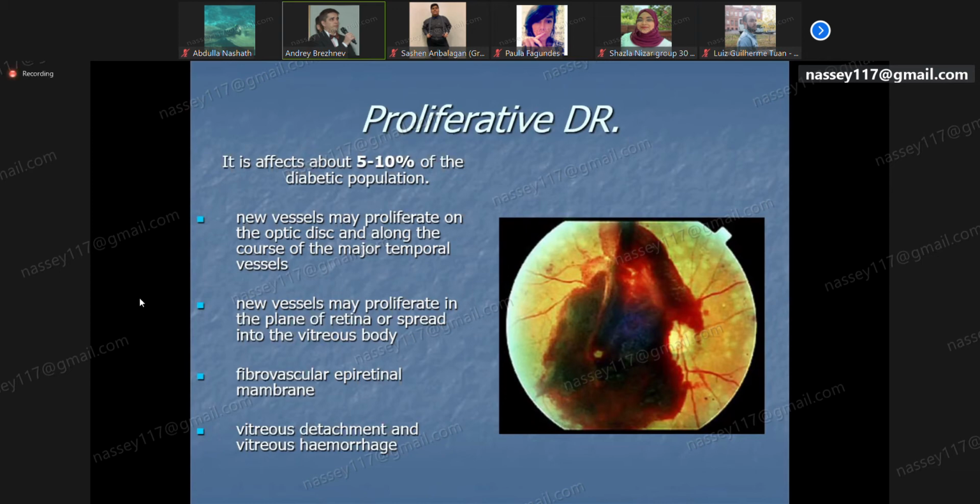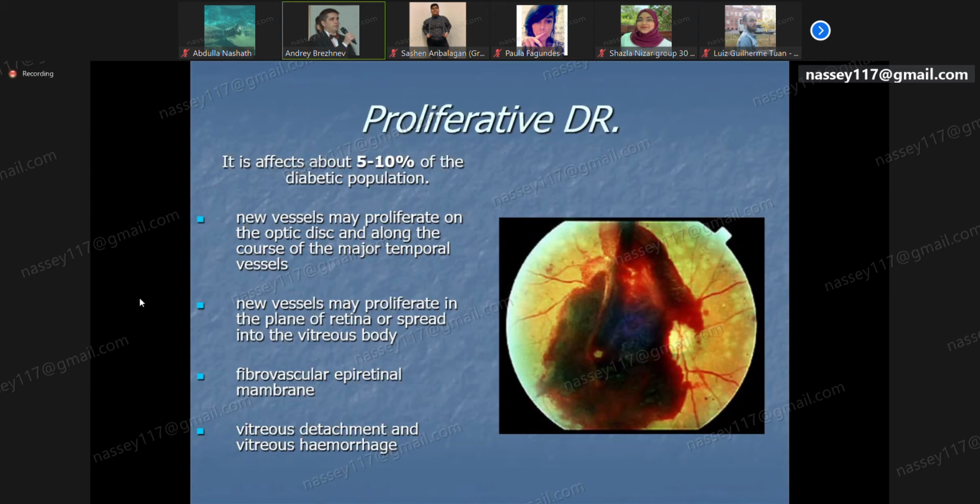So, proliferative diabetic retinopathy affects about 5 to 10% of the diabetic population. Neovascularization is the hallmark of proliferative diabetic retinopathy. What does neovascularization mean? Development, growth of new vessels. New vessels may proliferate on the optic disc and along the course of the major vessels, usually temporal vessels, elsewhere in the fundus. These new vessels may proliferate in the plane of the retina or spread into the vitreous body.